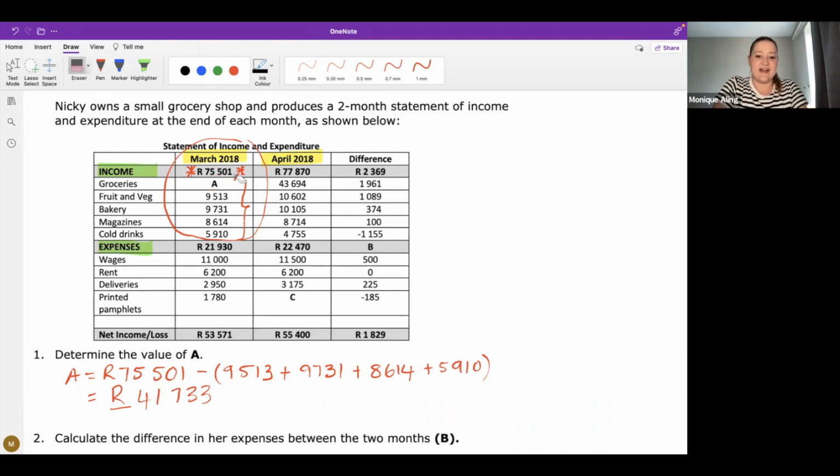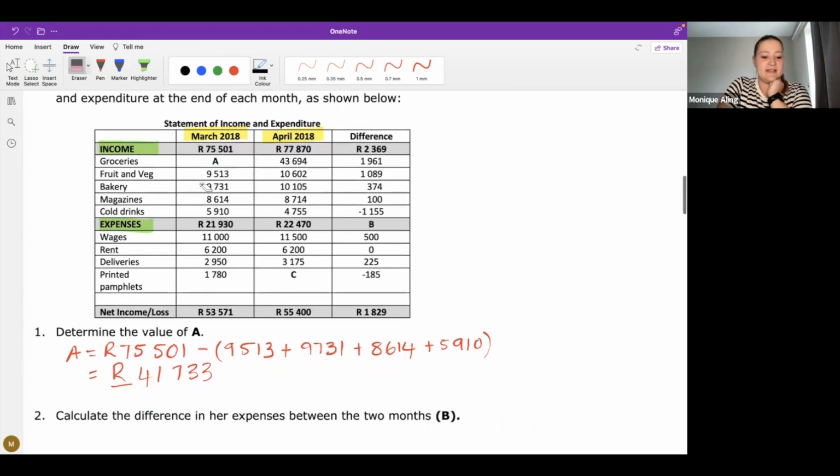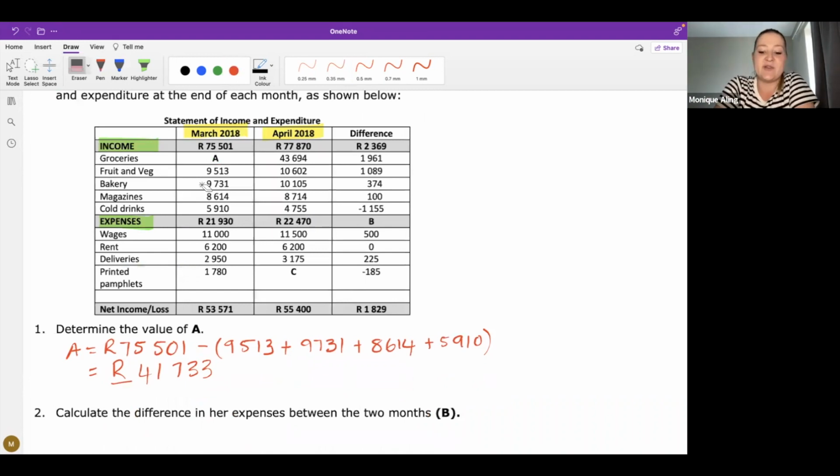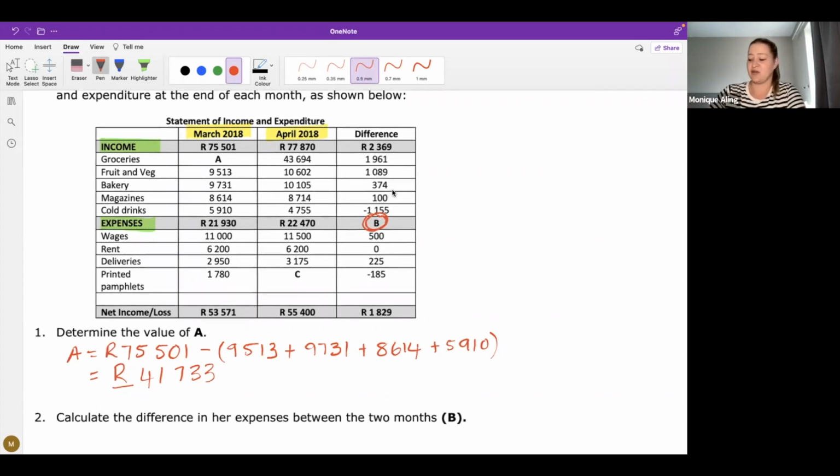Okay, so now let's look at the next question. It is calculate the difference in her expenses between the 2 months, and in other words, work out the value of B. So B is all the way over here. So with this statement of income and expenditure, it's slightly different because they've added a difference column. Normally they just give you what the expenses and incomes are, but now they're showing us how those differed from month to month. So they've asked us to work out the difference between April and March.